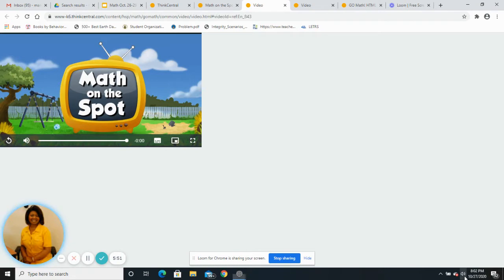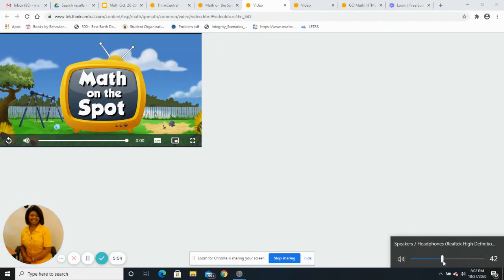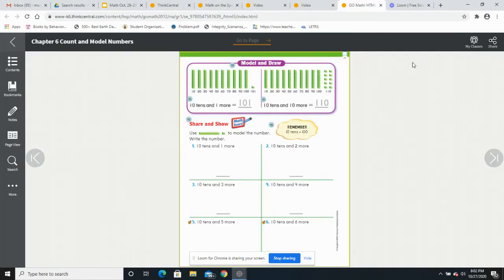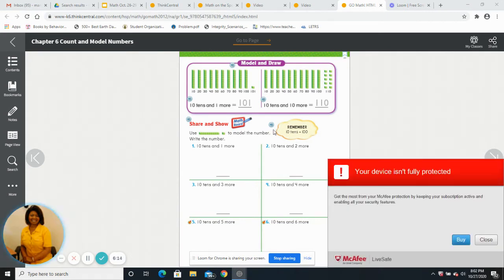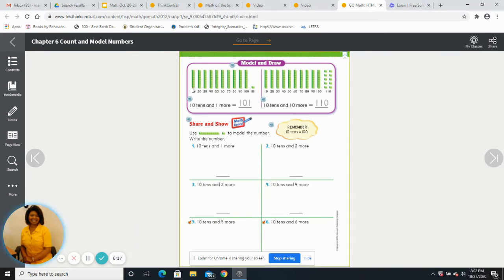All right, now let's look in our Go Math books and let's open it up to page 274. All right, 274 should look like this, and we are counting and modeling numbers 100 to 110. As we saw, we know that these are tens. These sticks, if you stack them all up, it is a group of 10. So that is what we call a 10 stick. And this right here is a 1.